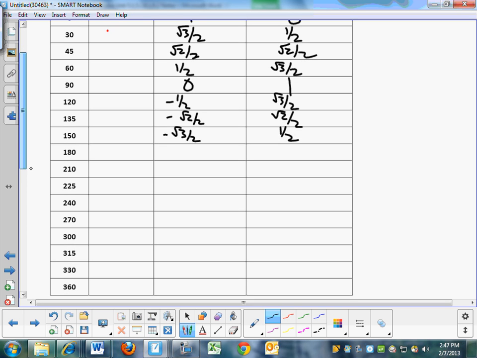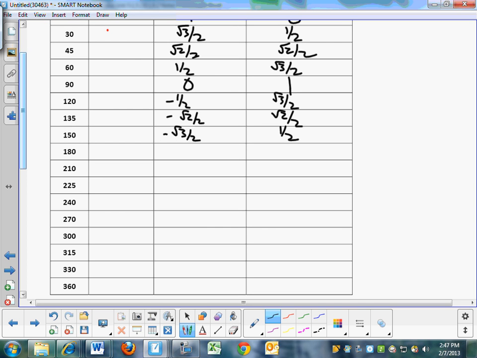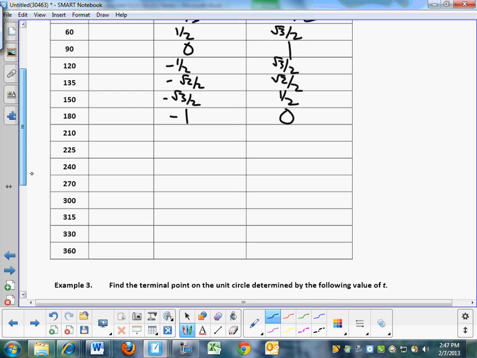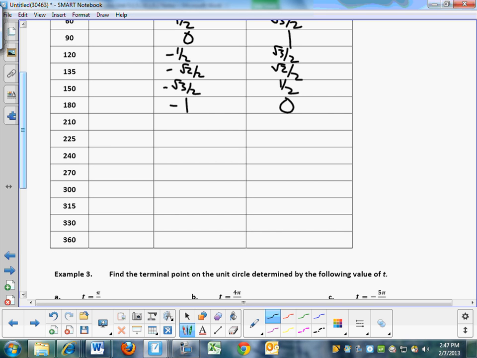Now, if you go to 180, if I'm straight over on the other side, what's that coordinate going to be over there? Negative 1, 0. Are you seeing a pattern? See if you can finish it off. Or at least find the next couple. If you guys sketch a graph just like we did, go ahead. I'll pause the video.